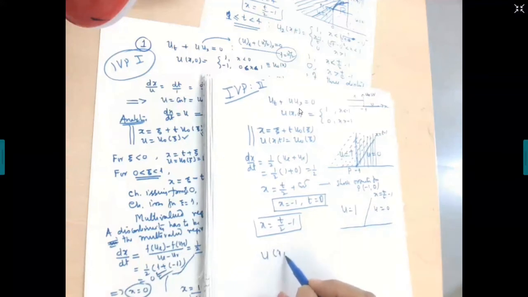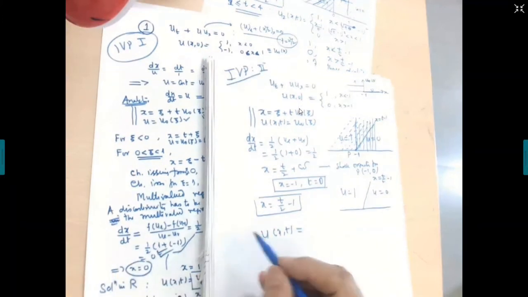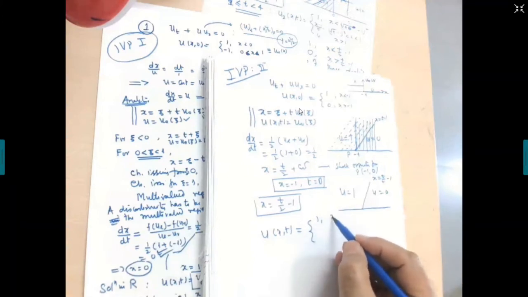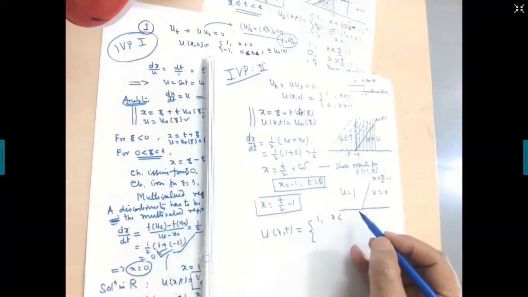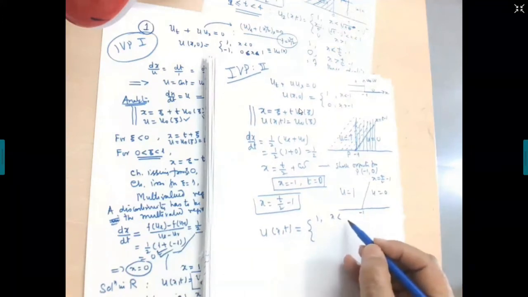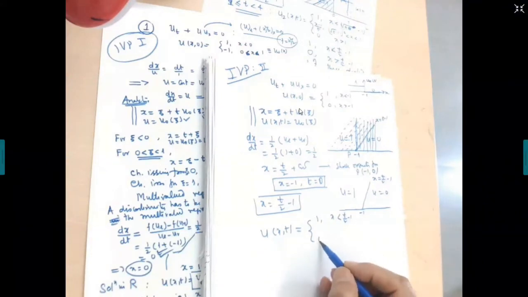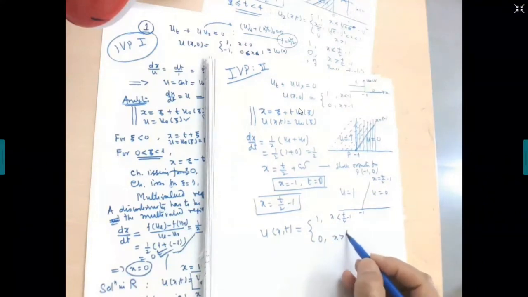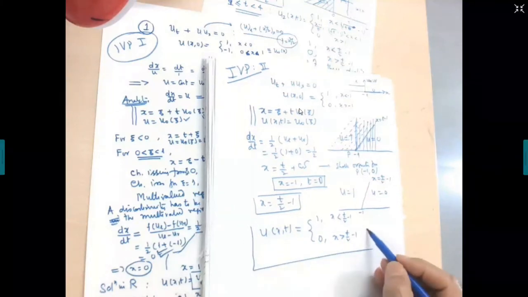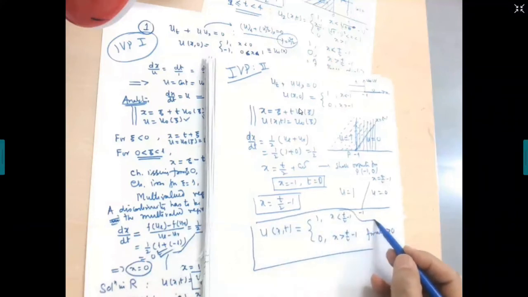The solution at any time t greater than 0, u(x,t), is what? It is 1 when x is less than t by 2 minus 1, and 0 when x is greater than t by 2 minus 1. So now this holds for all t greater than 0. Am I right?